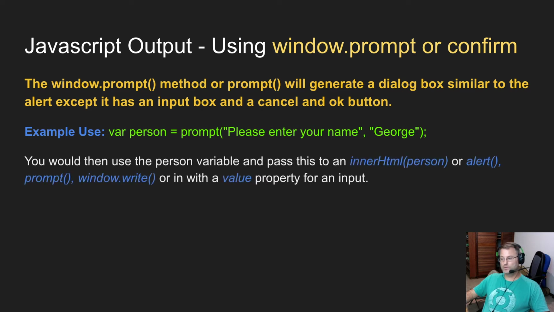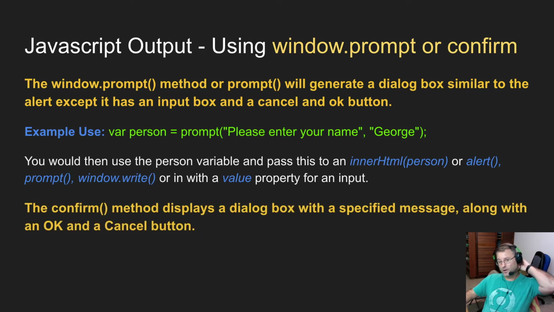So you would use this option, for example, here, the person variable that we have specified, you could take that and pass it into an inner HTML to give a little bit more responsiveness to your web page. So say someone types in their information, you could actually output it in the HTML and say, welcome George, or whoever that might be. Or you can send it to an alert. You could send it to another prompt, a window.write, or attach it to a value onto the page somewhere for an input. There's a number of things you could do there.